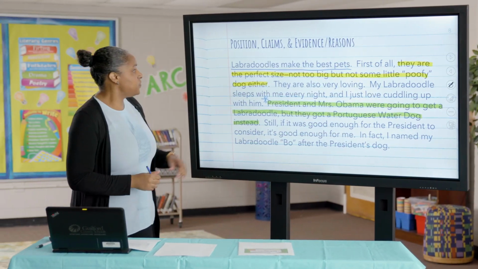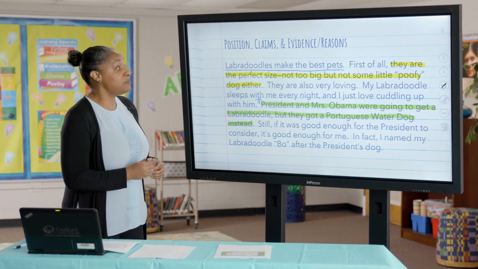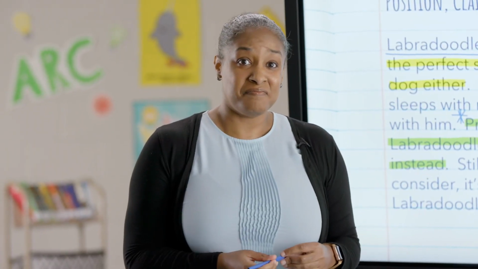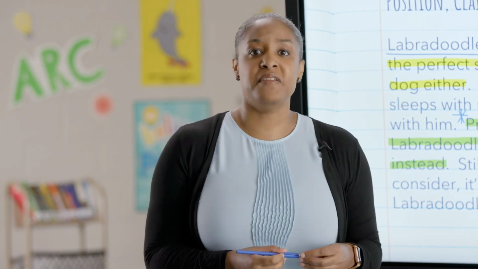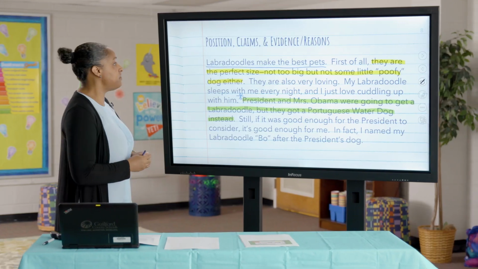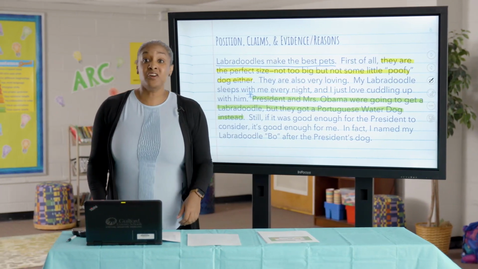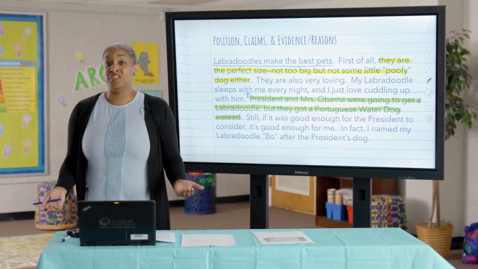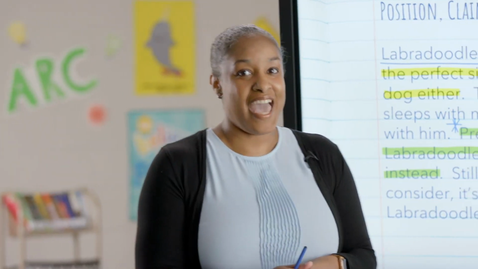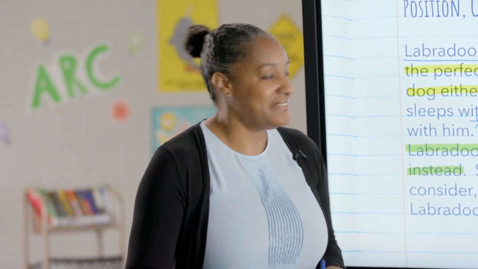What about the first one? They are the perfect size, not too big, but not some little poofy dog either. Can that be verified? It could potentially be verified, but again, the part of the sentence that stands out the most is the fact that they are the perfect size. Depending on the person, they may like a larger dog or even a small dog like a teacup dog. How do we feel so far? Let's do another example together.